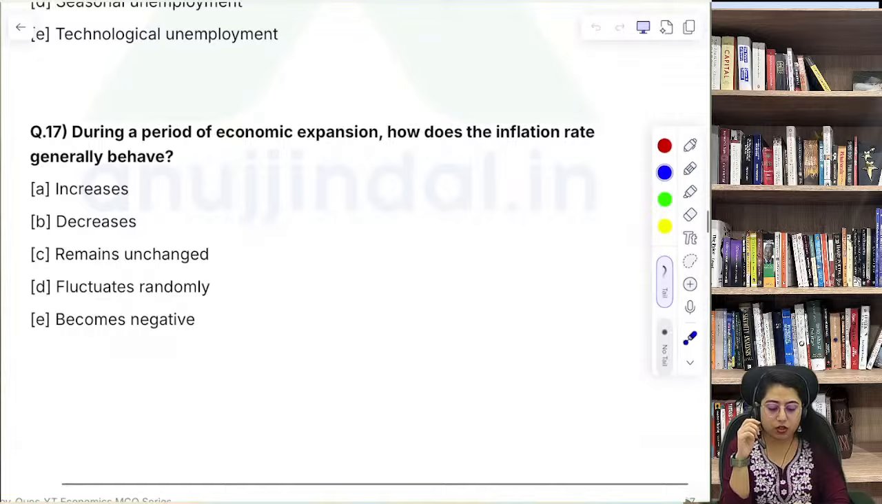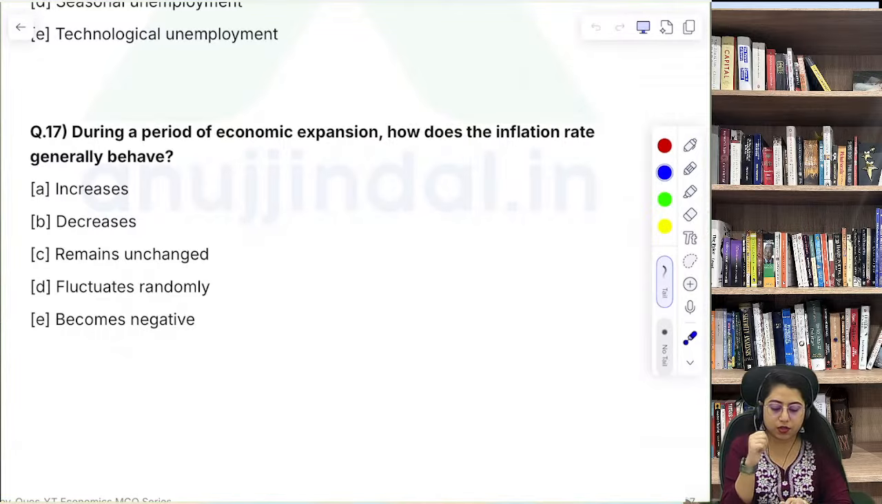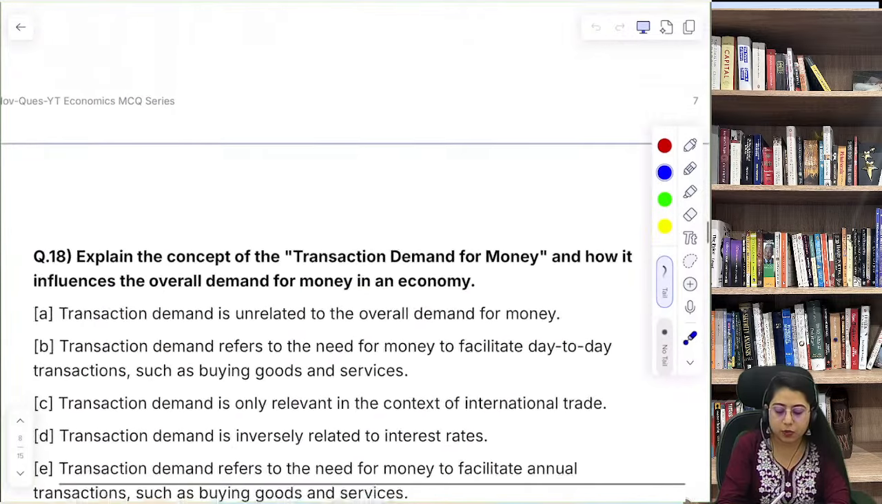Question number 17. During a period of economic expansion, how does the inflation rate generally behave? Yes, the right answer is A, because economic expansion often leads to increased demand, which can put upward pressure on the prices. Prices बढ़ेंगे तो inflation भी बढ़ेगा. Okay, correct. Question number 18.